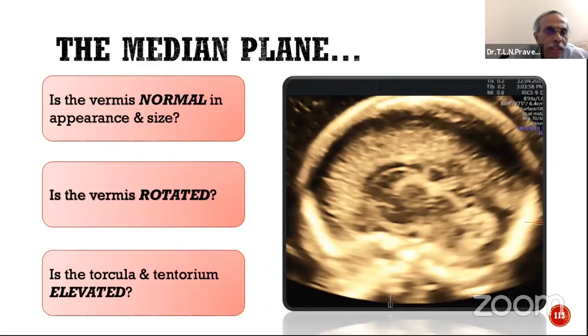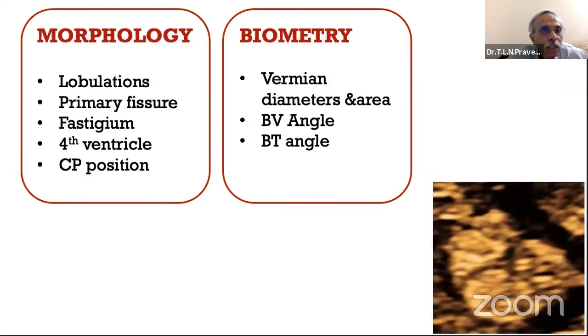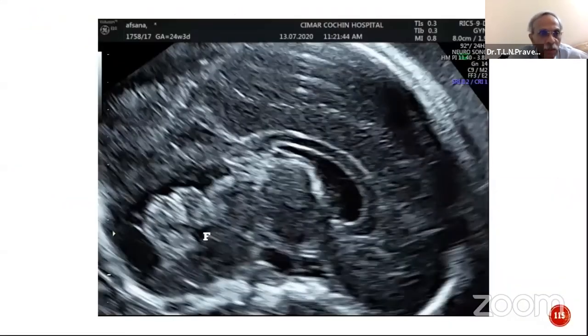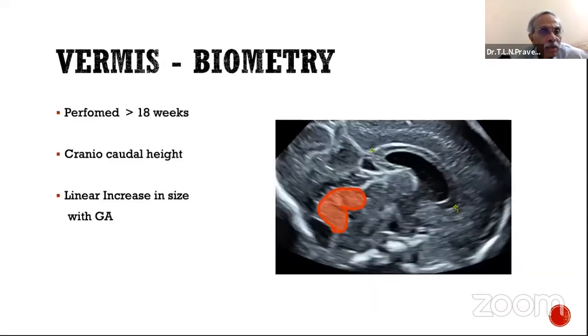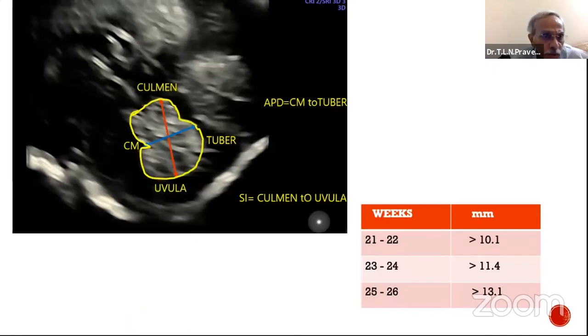Yeah, there are majorly three factors that we are going to consider. One is the biometry, second is the morphology, third is the location. If you take the biometry, you need to assess the size of the vermis. And the size of the vermis, as Ramamurthy has said, there are various ways. That is, you take the caudocranial as well as the AP. But the present thinking is that it is always essential to take the area of the vermis rather than the AP or the craniocaudal measurements.